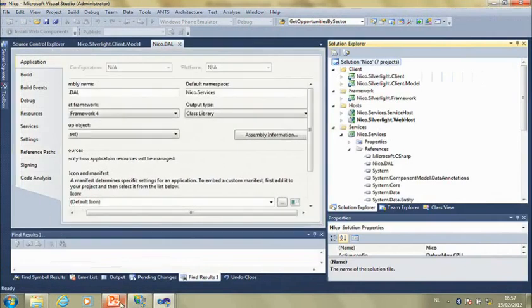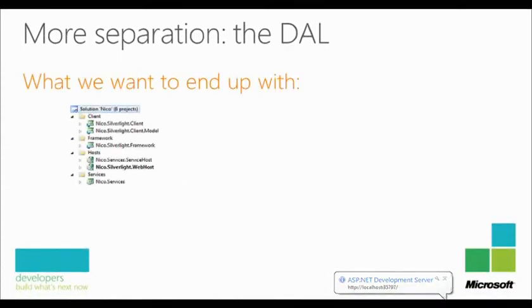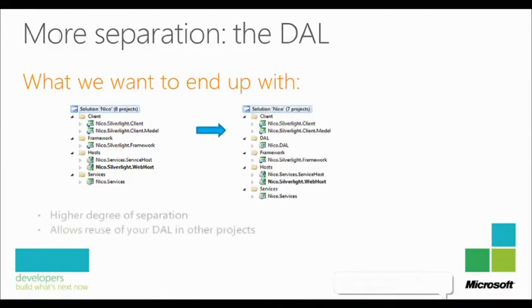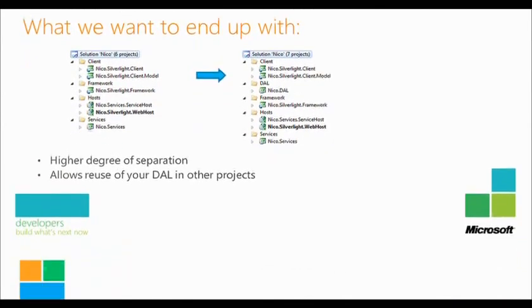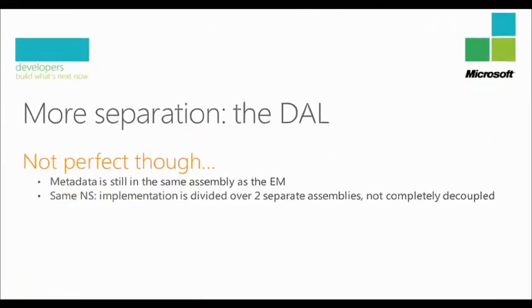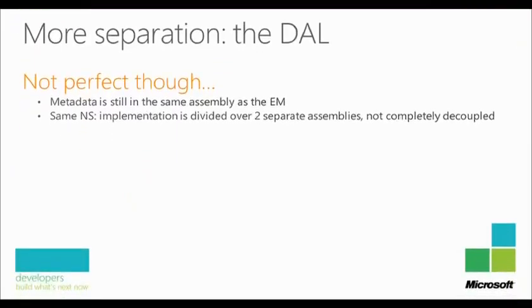Okay, does anybody see any problems with that? Because actually, I've separated out the DAL into a different assembly. But it's more or less a trick. This is as far as you can go with WCF RIA Services at the moment. But metadata is still in the same place as my entity model. And in fact, I haven't really decoupled it. I've just divided the implementation of a namespace across different assemblies.